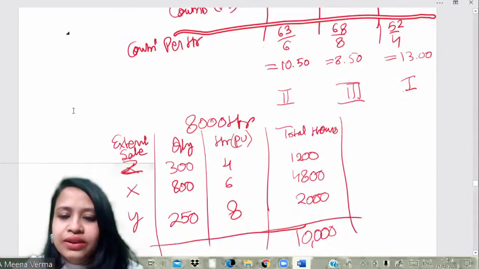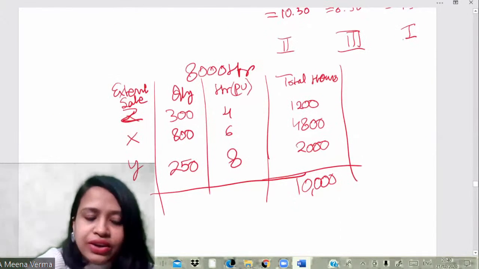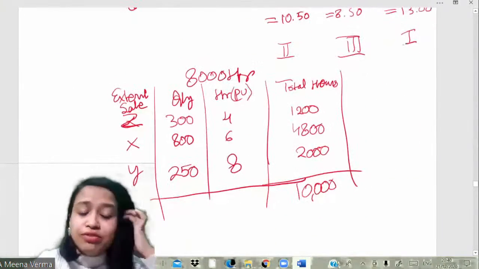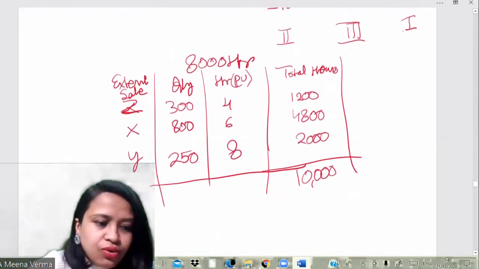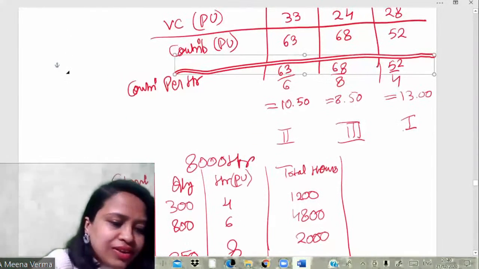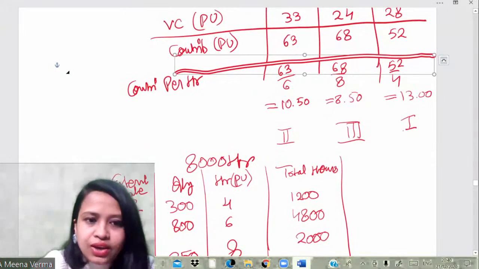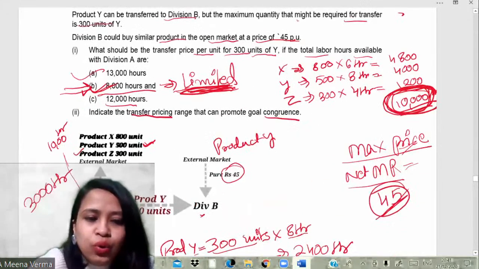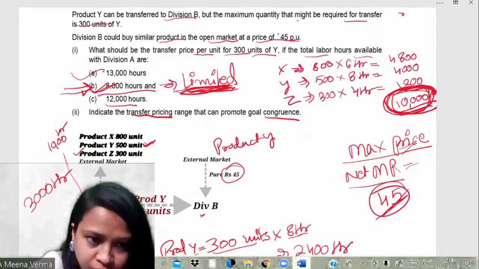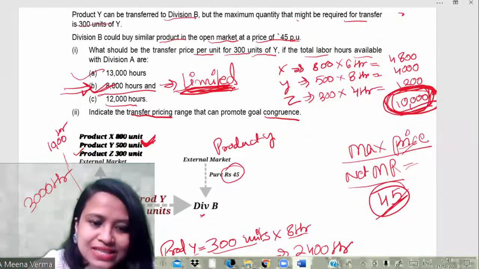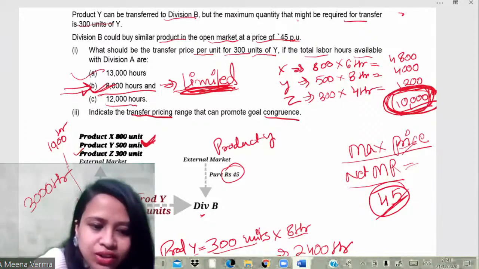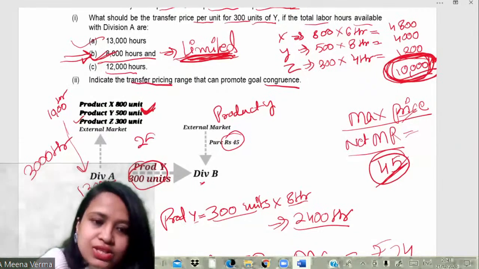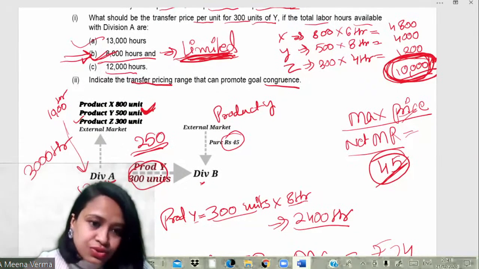So you can see here that we can produce maximum 250 units here. Now what will be the transfer price? How will we decide the transfer price here? If our resources are limited, though there is an external market for product Y for 500 units and there is demand in division B for 300 units, now you are producing 250 units because you have limited resources.